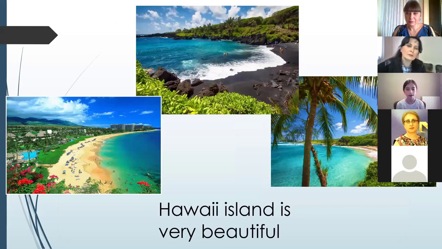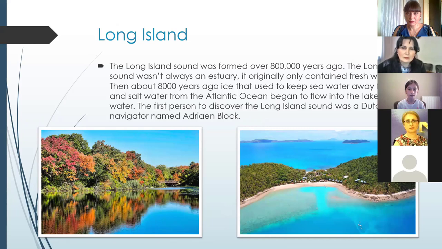Long Island. Long Island Sound was formed over 800,000 years ago. The Long Island Sound was not always an estuary. It originally only contained fresh water. Then about 8,000 years ago, ice that used to keep sea water away failed, and salt water from the Atlantic Ocean began to flow into the lake's fresh water. The first person to discover the Long Island Sound was a Dutch navigator named Adrian Block.